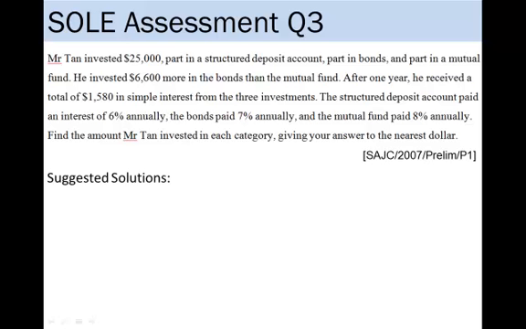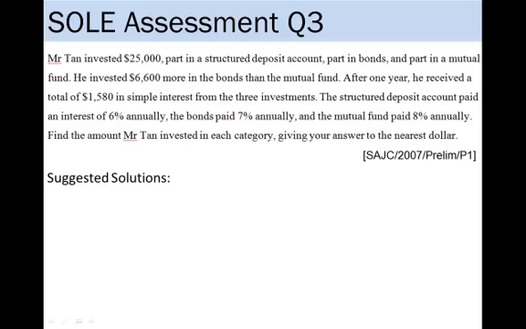For question 3 of the assessment, we have a certain Mr. Tan who invested $25,000, part of it in a structured deposit account, part of it in bonds, and part of it in a mutual fund. We are given some information on how he divided up his investments, and we are required to find the amount that he invested in each category.